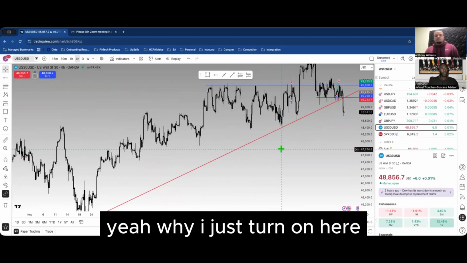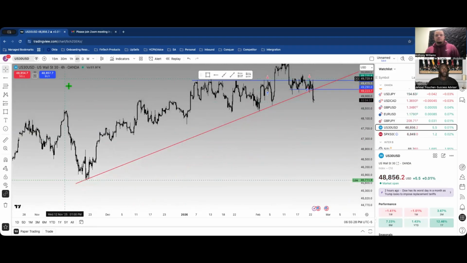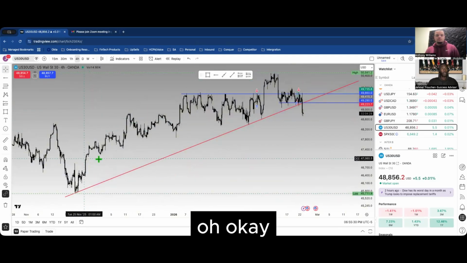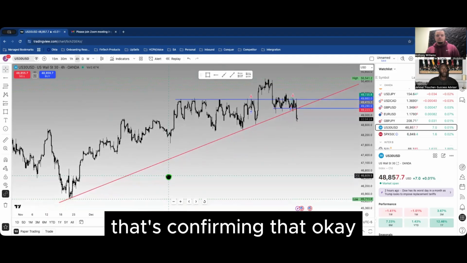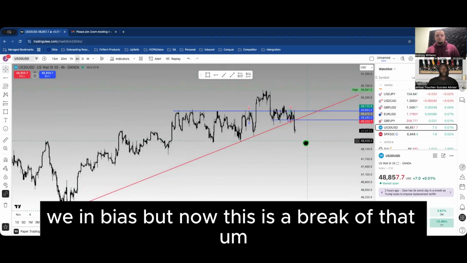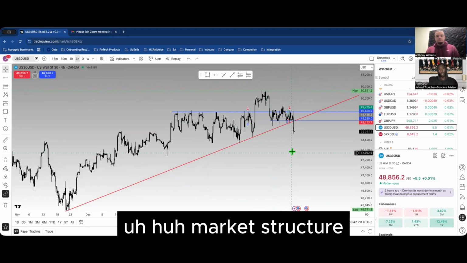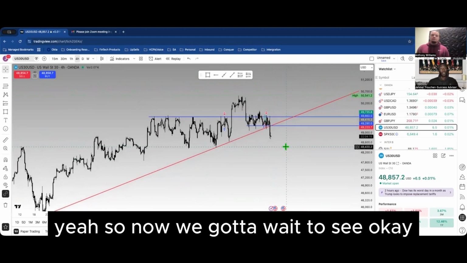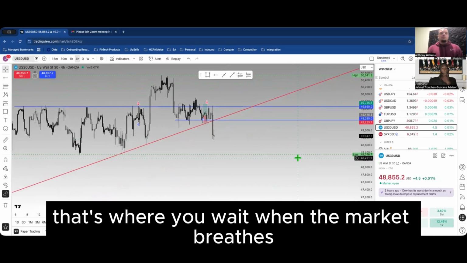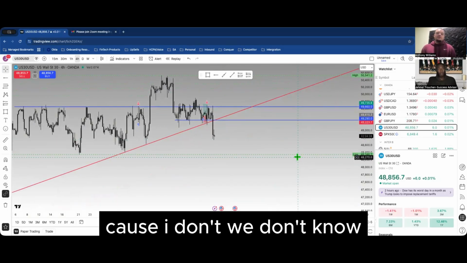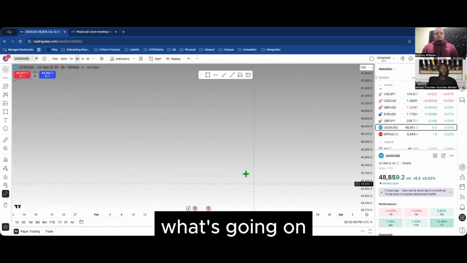Why've you got this trend line here? What was this for? Oh, okay, it's because we're in buys. So this was confirming that we're in buys, but this is a break of that market structure. So now we've got to wait and see what we're going into. That's where you wait, when the market breathes. It has to do its thing because we don't know what's going on.